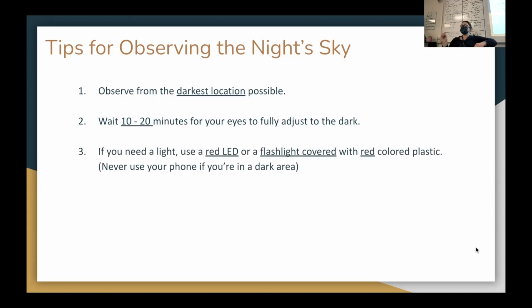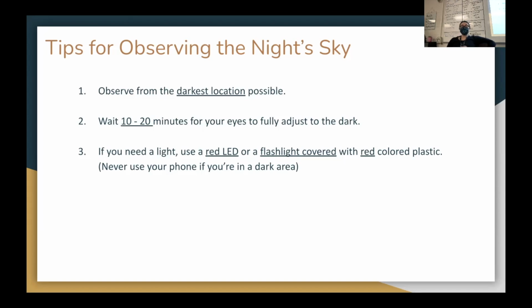Thirdly, if you need to use a light, for example, to see your sky map, it needs to be a red light. So we're talking a red LED, or you can even just take a regular flashlight and cover it with red plastic or paper. This isn't as important if you're in the city with a lot of light pollution around you. But if you are in a really, really dark area, this is critical because red light will not disrupt your night vision.